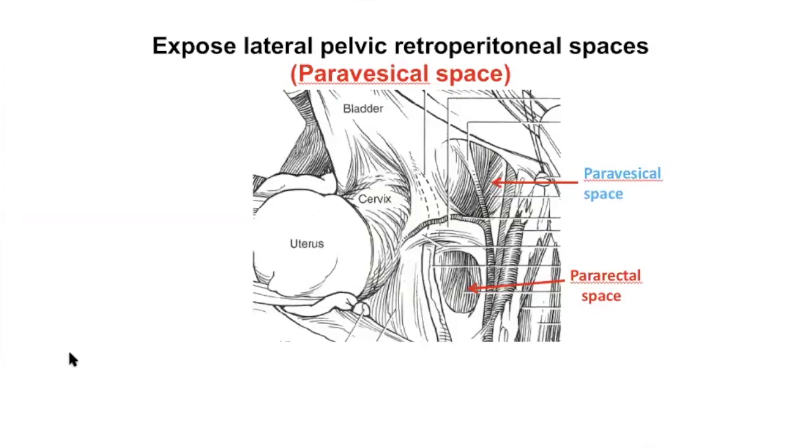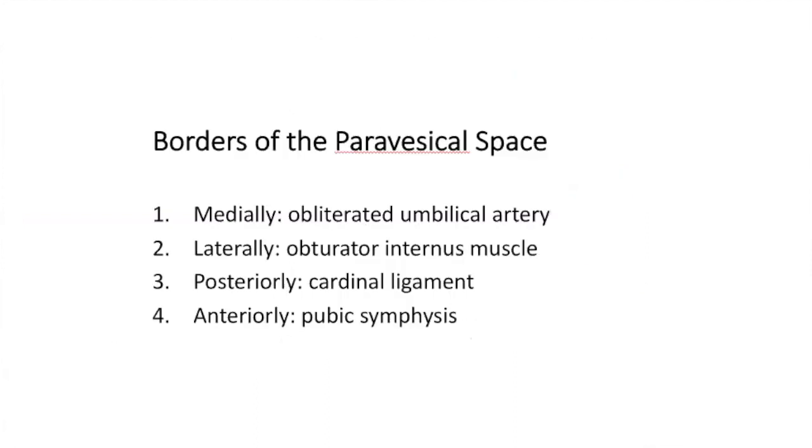Now, the borders of the paravesical space are medially the obliterated umbilical artery, laterally the fascia of the obturator internus muscle, anteriorly the symphysis pubis, and posteriorly the cardinal ligament and uterine artery. Here they are listed as I just listed them.